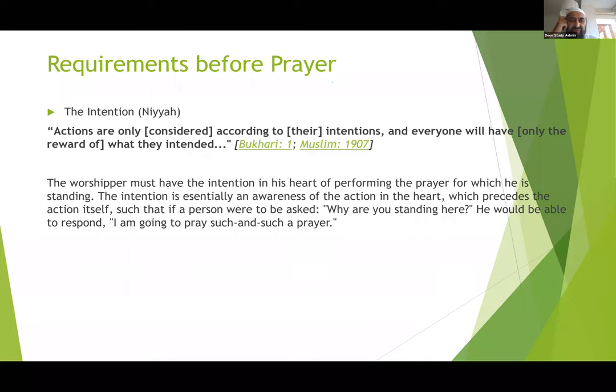So the Prophet ﷺ said, actions are only according to their intention, and everyone will have what they intended. Okay. So the reason behind why you do something determines its reward. This is explained in a hadith of the Prophet ﷺ, where he described the hijrah.